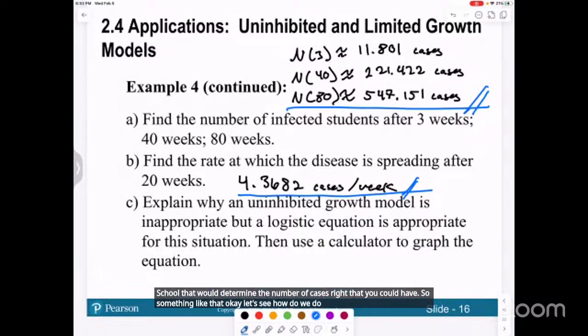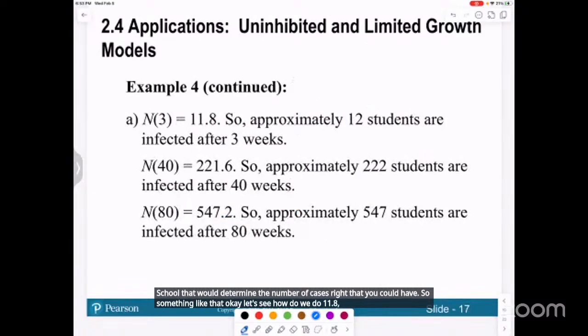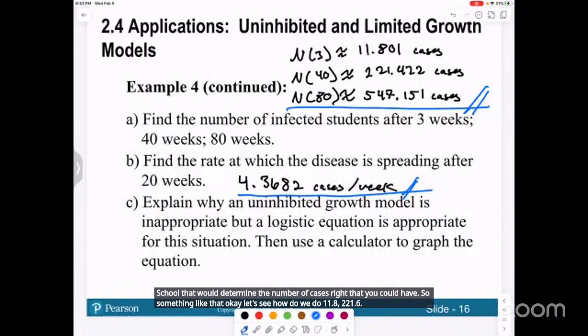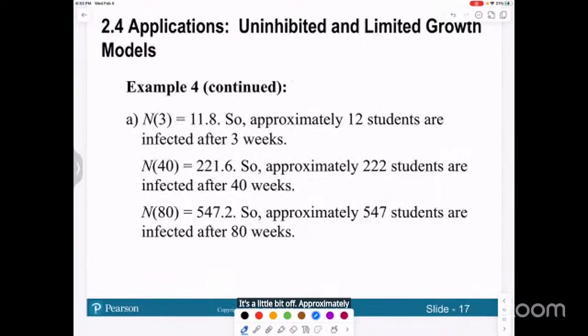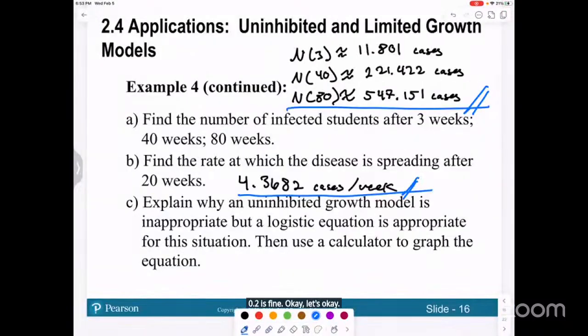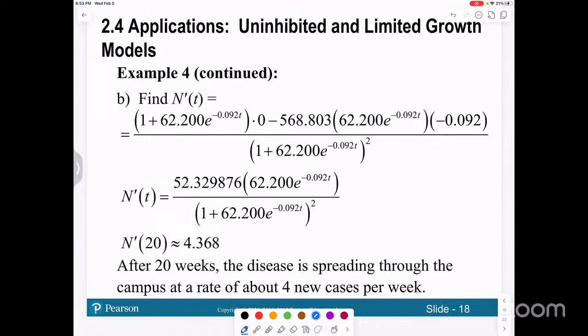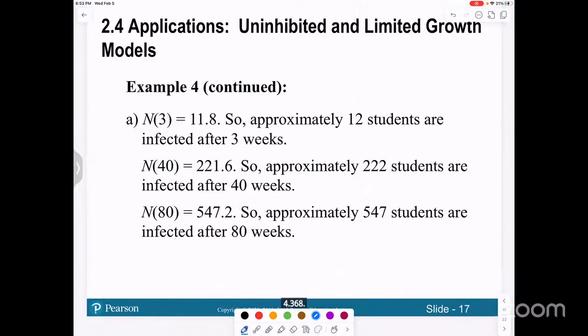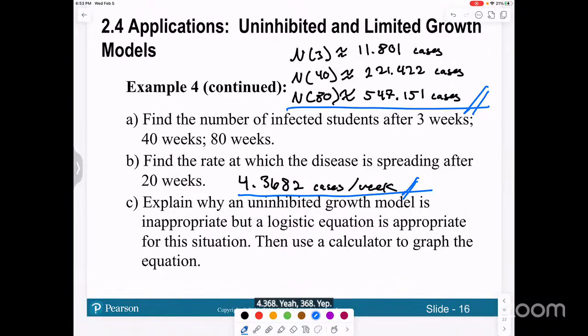Okay, let's see, how do we do? 11.8, 221.6. Okay, it's a little bit off. Approximately 222 students is fine. 547.2 is fine. Okay, that's okay. The rate at which the disease is spreading after 20 weeks, 4.368. So, yeah, 4.368, cases per week.